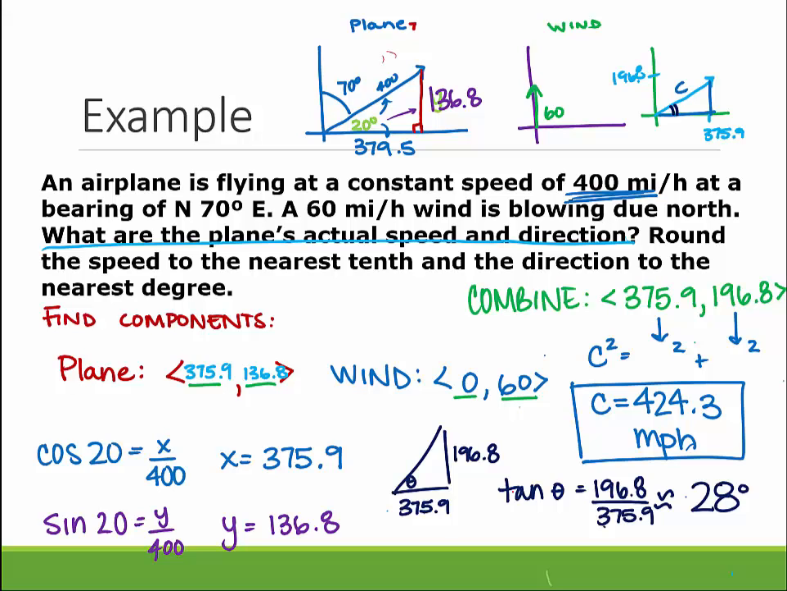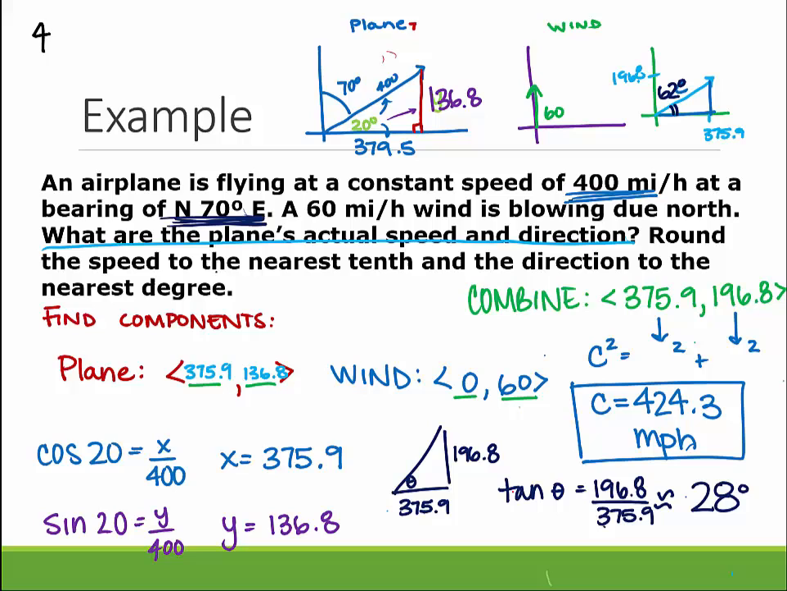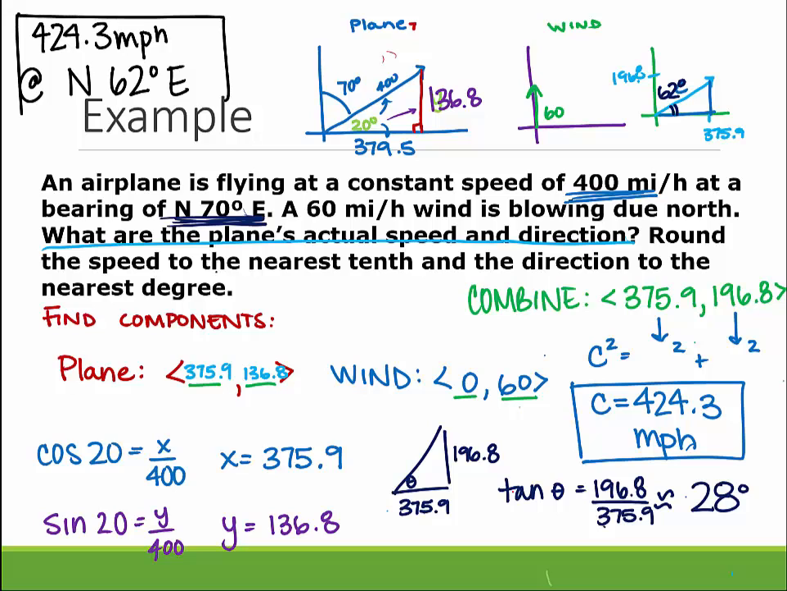Now remember, that's 28 degrees right here. So if we want to put it into how we had this right here, we need to know what 28 minus 90 is. And that means this angle right here is about 62 degrees. So our plane with the wind is going 424.3 miles per hour at a direction of north 62 degrees east. So there's a ton of work with just this one problem, but we'll do more in class so you can ask questions and get some practice.